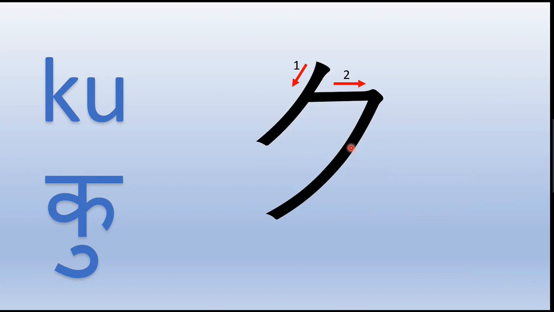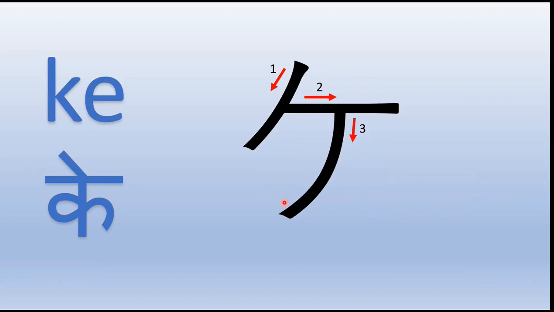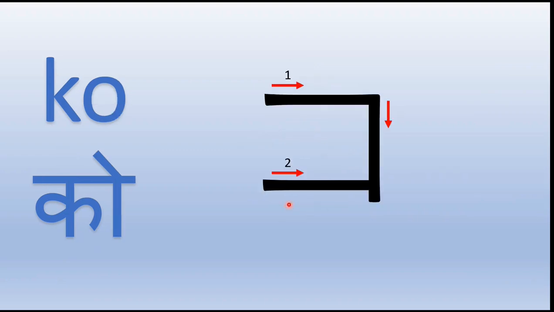Ku, two strokes. This is the first stroke and this is the second stroke like this. Ki is similar. The first stroke like this, the second horizontal stroke, and the third vertical stroke like this. Ko is very simple. The first stroke will be like this, the horizontal part and the vertical part in continuation. And this is the second stroke, horizontal from left to right, which will touch this vertical line. So this is ko.